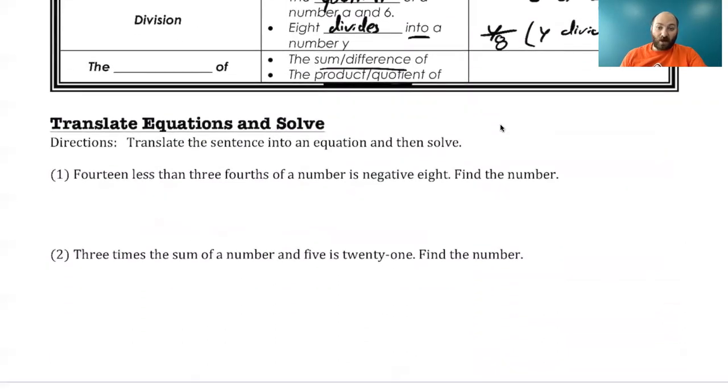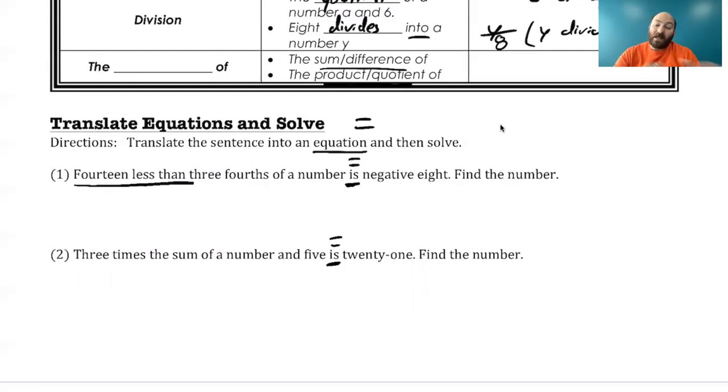Translate the sentence into an equation and then solve. There's one more key word here, and that's going to be is. In both of these cases, we have is in there. Remember, in an equation, it has to have an equal sign. Well, that's what is doing. That's my equal sign in both of these cases. Now, 14 less than. This one's also a little tricky. I wish it was in the chart.